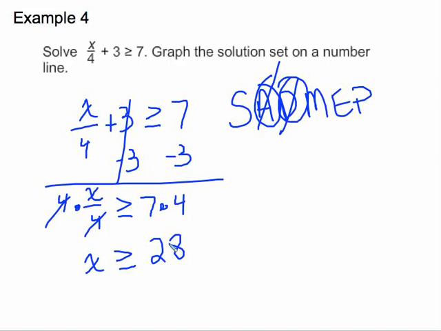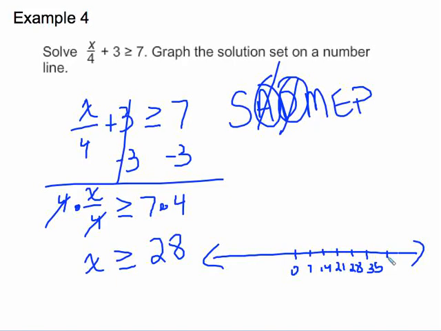So when I go to graph this, a good value to scale this graph by could possibly be 7s or 14s. I'm going to scale by 7s. So I know that's going to be 7, 14, 21, 28, 35, I'll give myself one more, 42. The other side I'll just give myself 3 values. I know it's going to be a closed circle at 28, since it's greater than or equal to, and since it's greater than or equal to, I'm going to shade to the right.